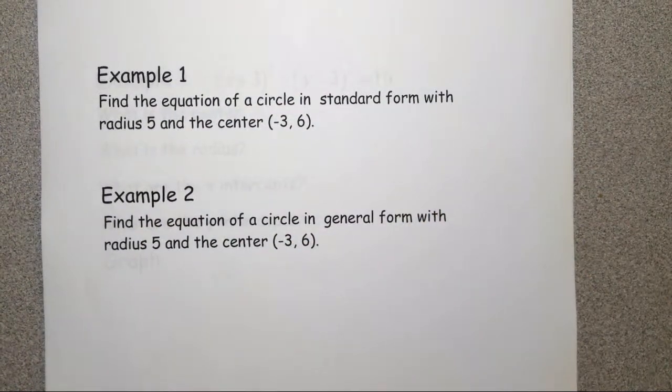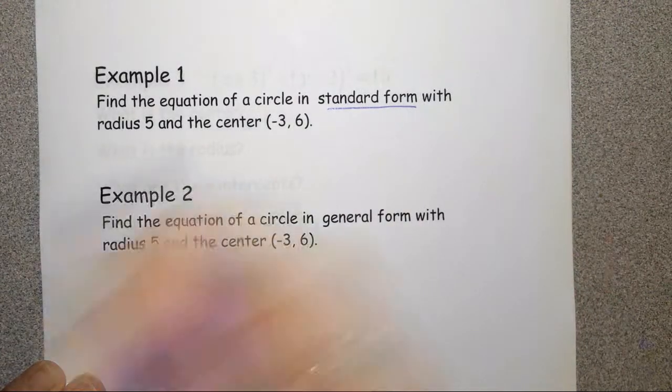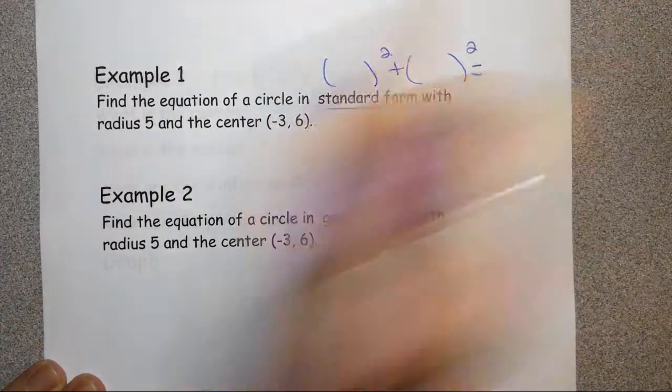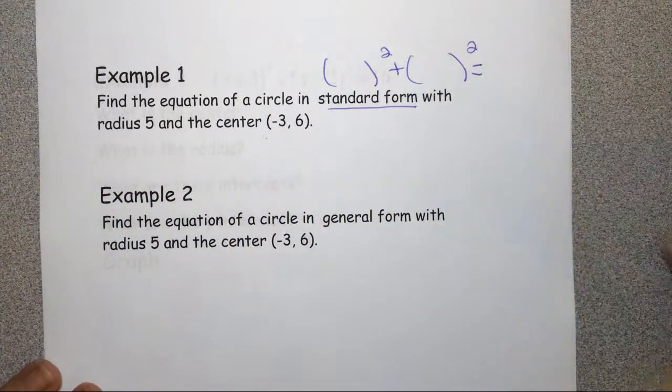Example 1. It says find the equation of a circle in standard form. Standard form means I'm going to have my little parenthesis thing like we just talked about. They tell me my radius is 5 and my center is (-3, 6).